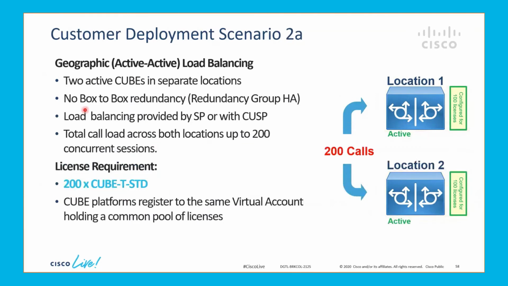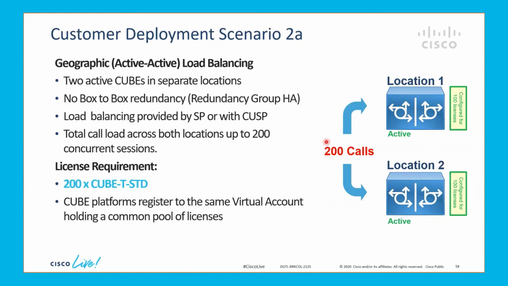In this scenario, we are doing geographic load balancing active-active. Two cubes in two separate locations, no box-to-box HA. The load balancing is either provided by the service provider or, if you have a CUSP, but service provider makes more sense in this case since they are in two different locations.